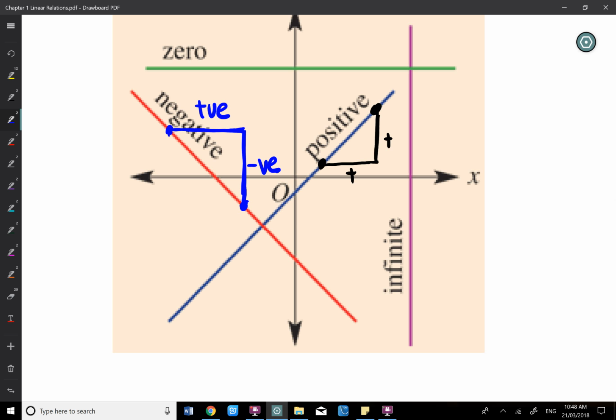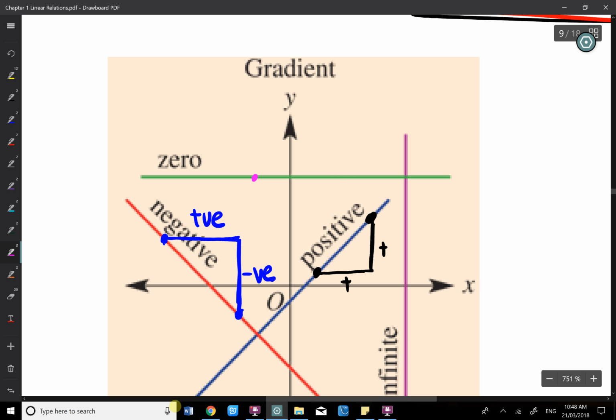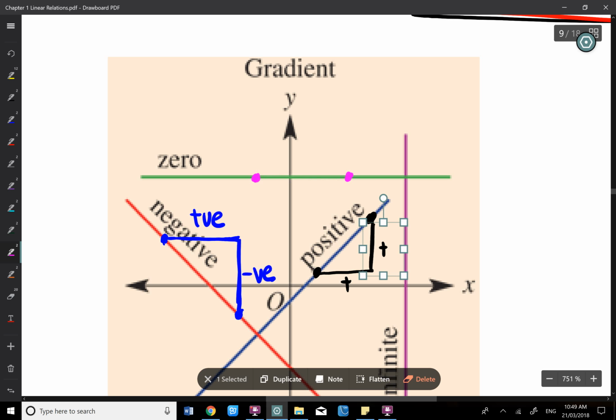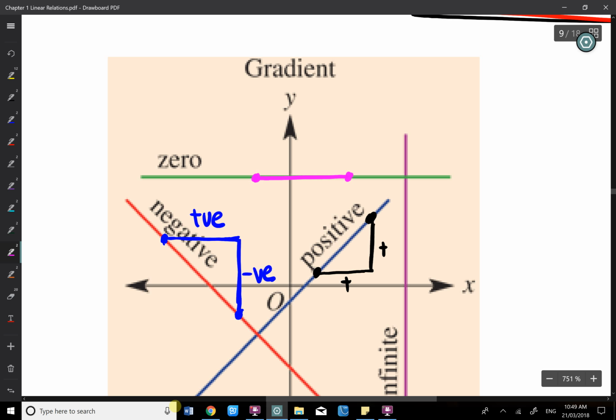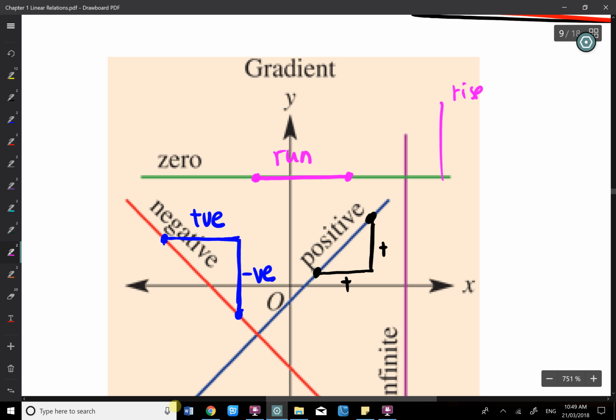Let's have a think about the green one. We select any 2 points. The run is the horizontal change. That's the run. What do you think the rise is? 0. There's no rise from this point to the second point. Rise is 0.